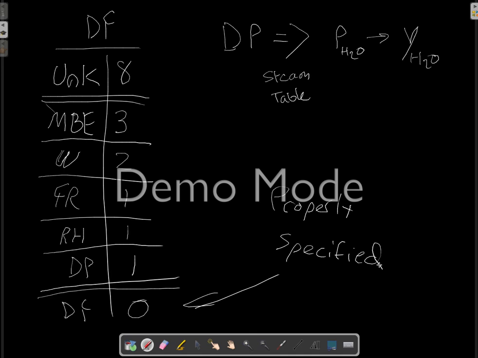Perfect. All right. So that's an example of how you can use degrees of freedom proficiently in a steam problem. So learn how to spot what specifications in a problem statement are giving you equations to use for your variables, and you'll be able to find degrees of freedom for pretty much any problem.